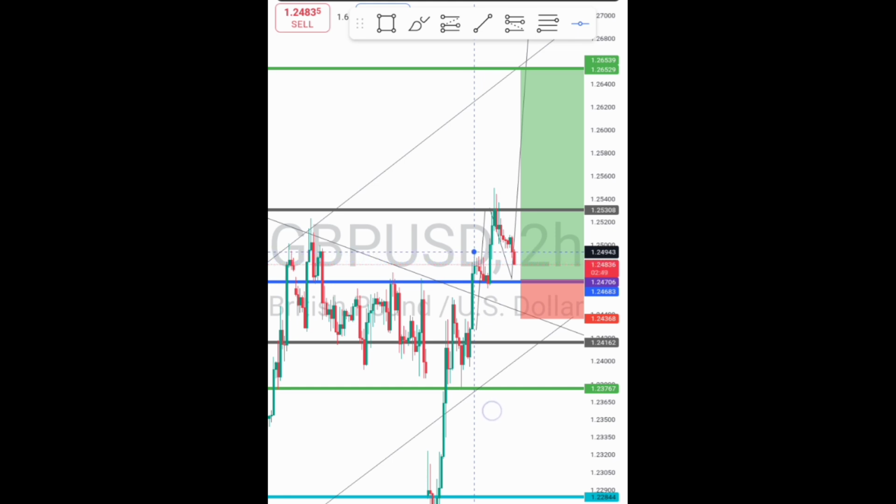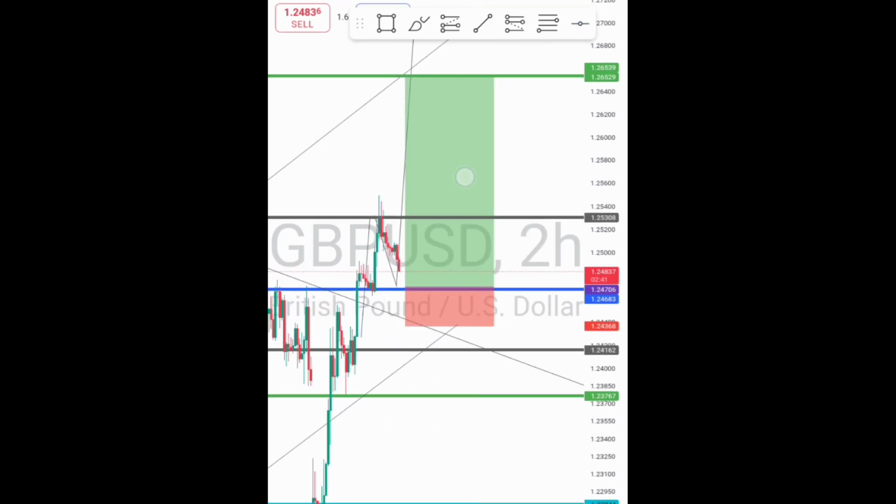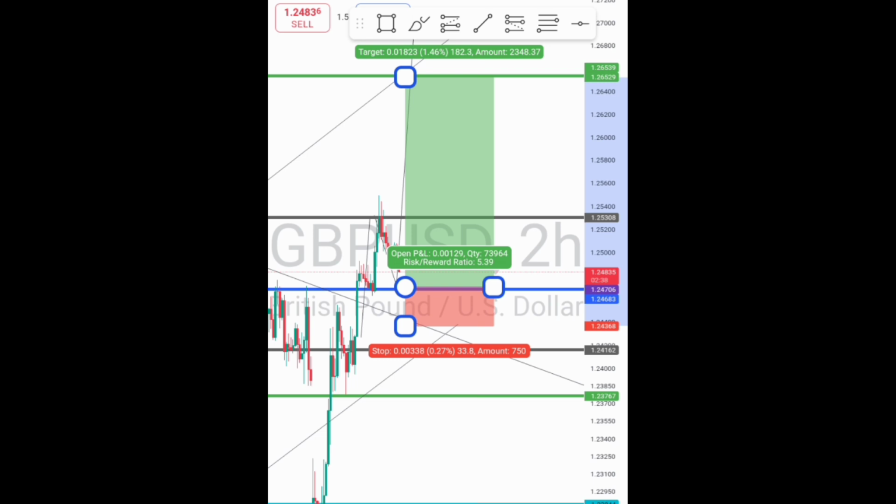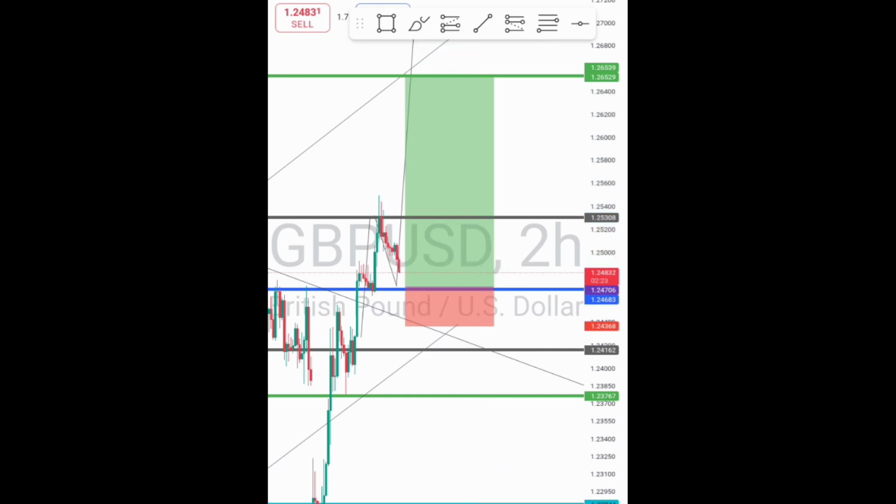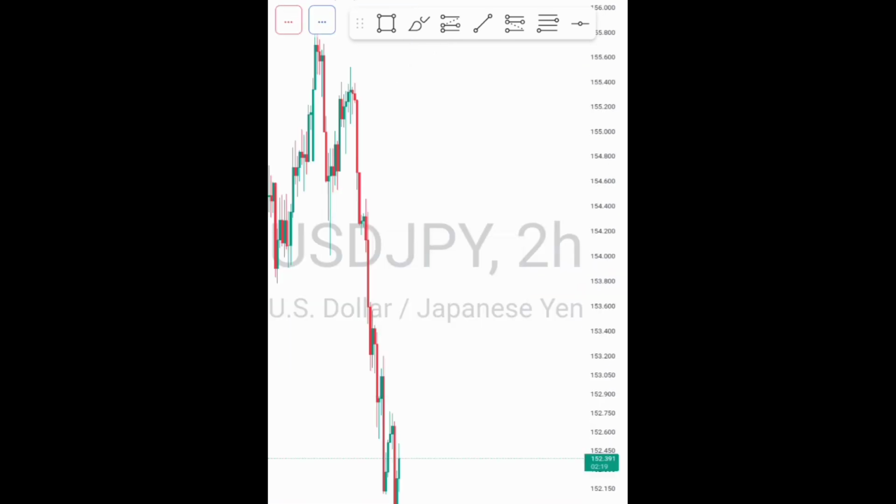So the trade is playing out according to my analysis. This is why you have to trust your process, trust your strategy. It is very, very good. Look at it. My risk reward ratio is 1 to 5. I told you 1 to 5. So I'm risking 33 pips to make 180 pips, almost 200 pips. So if this market plays in my direction, I'll make a lot of money, because this is a very good trade.